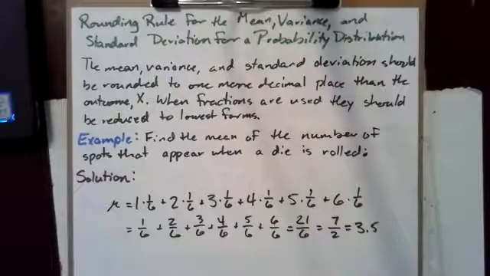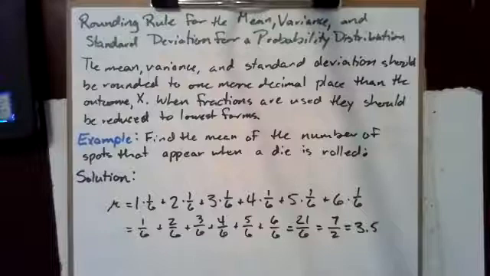The rounding rule for the mean, variance, and standard deviation for a probability distribution: they should be rounded to one more decimal place than the outcome x. When fractions are used, they should be reduced to lowest forms.